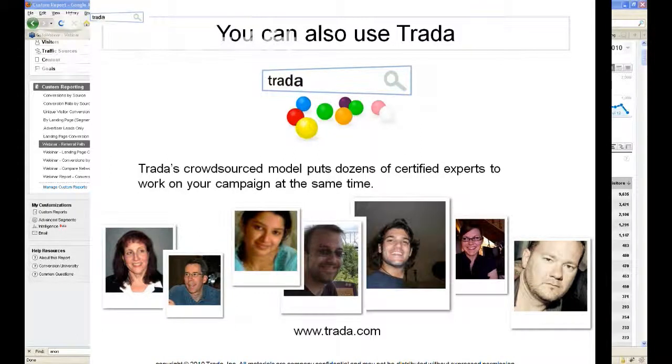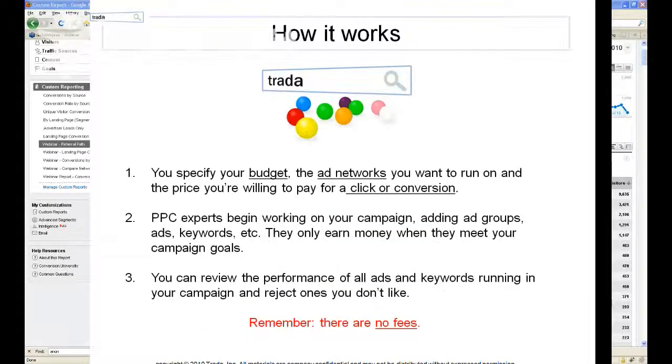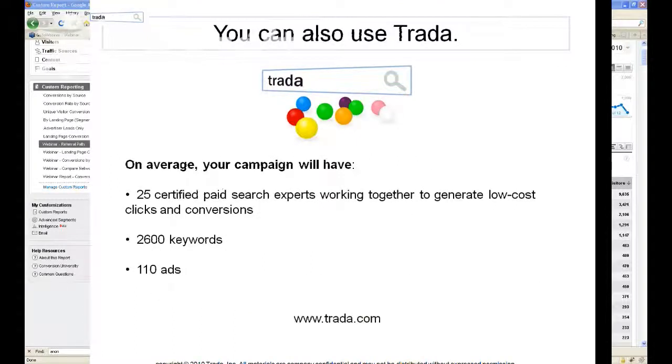Trada is the world's first crowdsourced PPC marketplace. There are no fees for an advertiser to use Trada, and the way it works is we put dozens of certified experts to work on your campaign at the same time. So what you do is you specify your budget and the ad networks you want to run on and the price you're willing to pay per click or conversion. And then Trada takes these PPC experts from all around the world and puts them to work together on your campaign. And because of this, they can create thousands of keywords and hundreds of ads, and they only earn money when they meet your campaign goals. So it's a pretty sweet deal.